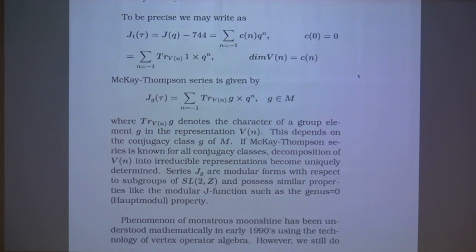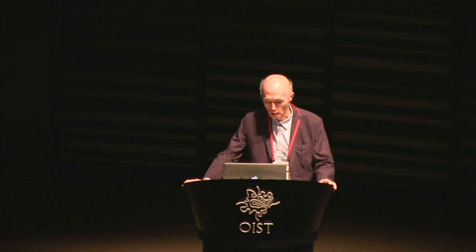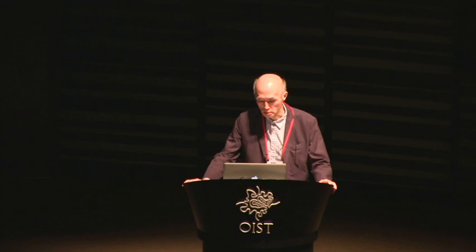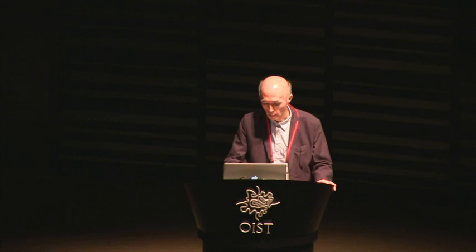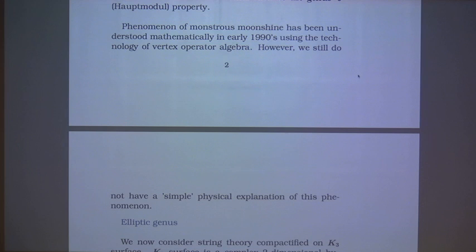And the phenomenon of Monstrous moonshine was discovered, I think, around 1978 or 79, late 70s. And more or less, the Monstrous moonshine phenomenon has been understood mathematically in the early 1990s using the technology of vertex operator algebra. However, this depends on who you are, but I tend to feel that we still don't have a very simple physical explanation of the phenomenon of Monstrous moonshine.